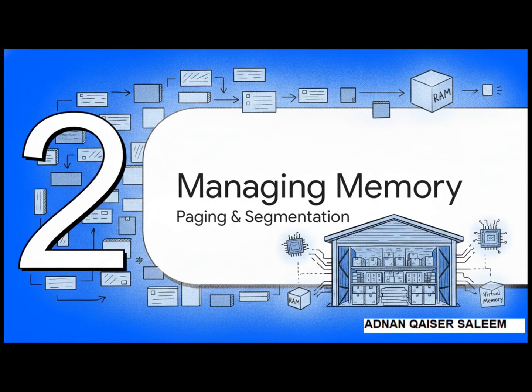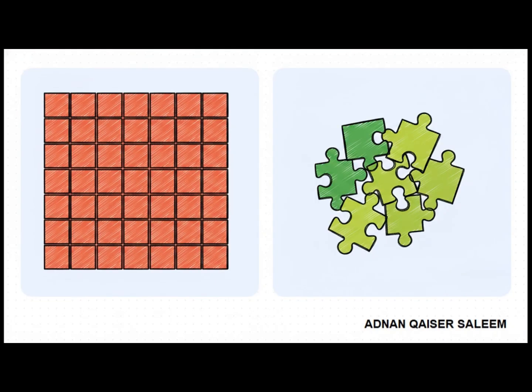Section 2. Managing Memory and Space, Paging, Segmentation, and Virtual Memory. Okay, let's look at how the OS actually manages its warehouse space, which in our case is your RAM. Notice the two main strategies we have here. Over on the left, we have paging. Paging divides memory into fixed-sized physical blocks. It's rigid, sure, but it is highly efficient.